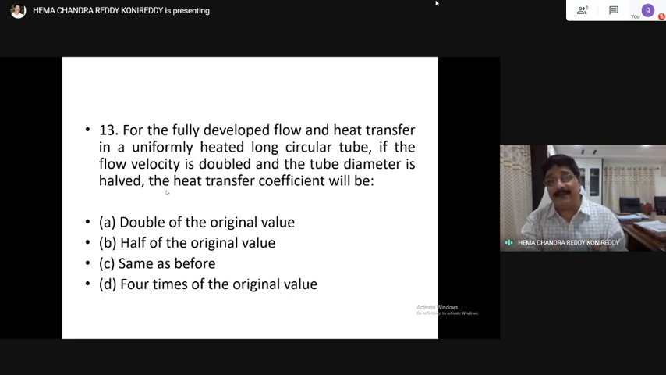But what is the Nusselt number? The Nusselt number is equal to hL by k. What is L, the characteristic dimension here? It is the tube diameter. What is the diameter? It is D by 2 now.